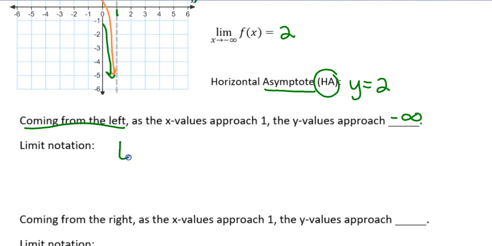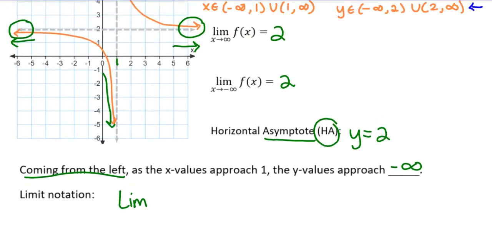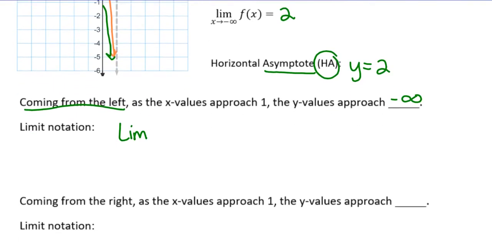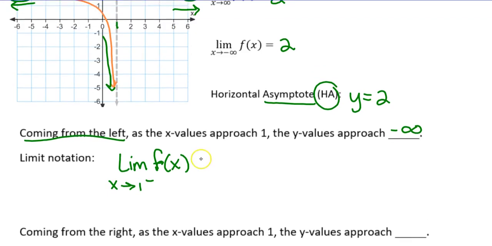And here's what the notation looks like. The limit of f of x, did I call this one f of x? I did, okay. The limit of f of x as x approaches 1 from the left is written as 1 with a little minus after it. And we just discovered that that equals negative infinity because those y values are getting infinitely low.